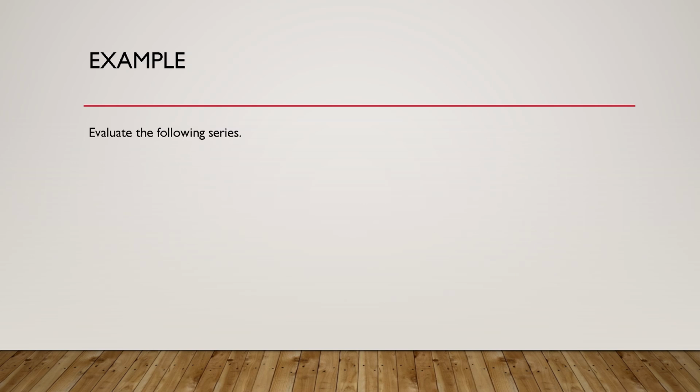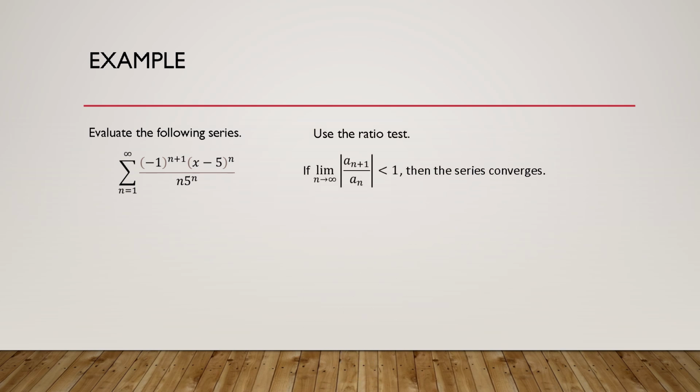For example, let's evaluate the series, the sum from n equals 1 to infinity of negative 1 to the n plus 1 times the quantity of x minus 5 to the n over n times 5 to the n. We can evaluate this using the ratio test, which states that if the limit as n approaches infinity of the absolute value of a sub n plus 1 over a sub n is less than 1, then the series converges.